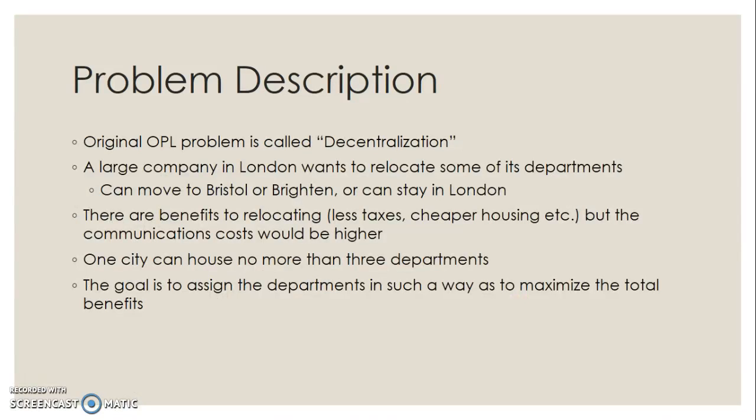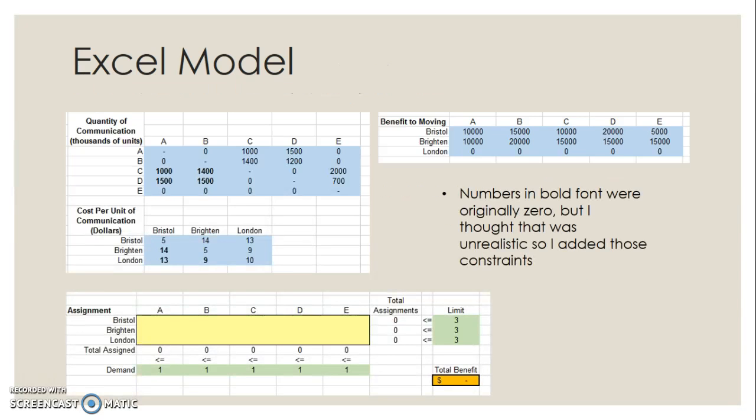The original OPL problem was called decentralization, and basically the problem states that a large company in London wants to relocate some of its departments. The departments can move either to Bristol or Brighton, or they can stay in London. There are benefits to relocating, such as less taxes and cheaper housing, but the communications costs would be higher if you relocated to a different city. One of the constraints was that one city can house no more than 3 departments, and the goal is to assign the departments in such a way as to maximize the total benefits.